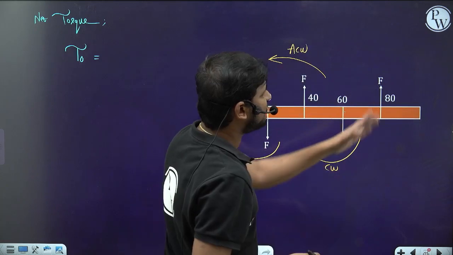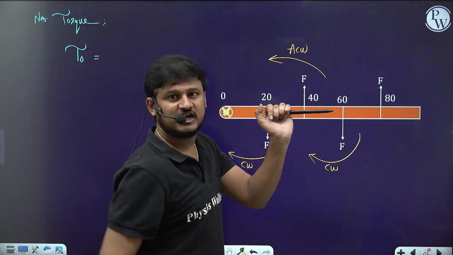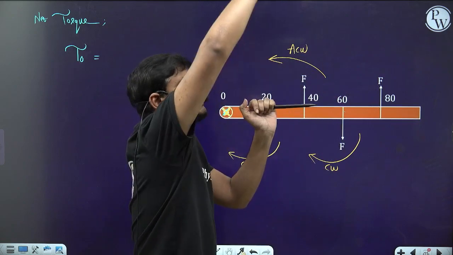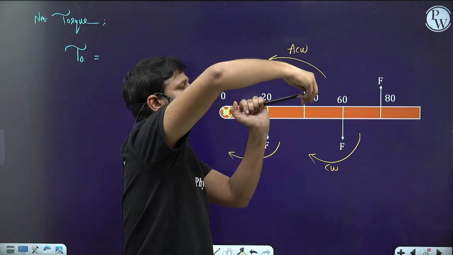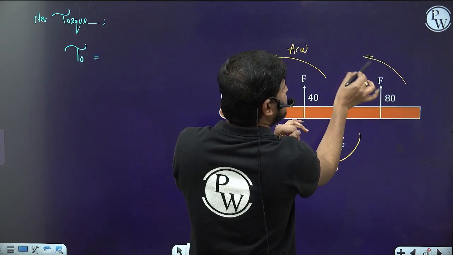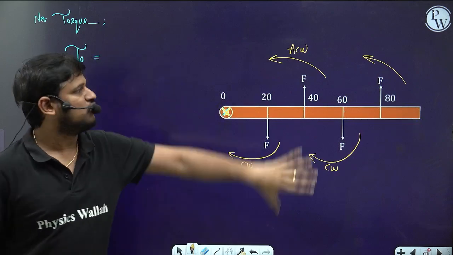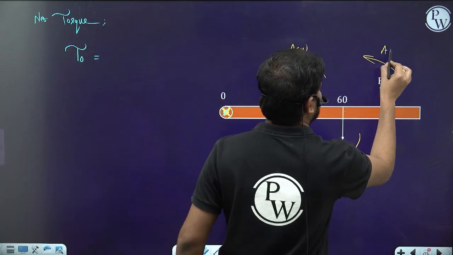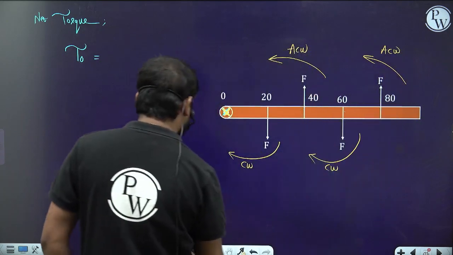And what about this force? Again at the end you tied a rope, and then you are pulling it upward. If you are pulling it upward, then what happens? The rod will move like this, so which torque does it cause? Anti-clockwise torque, right? So now let's find the total torque.